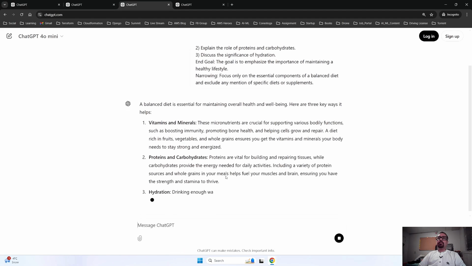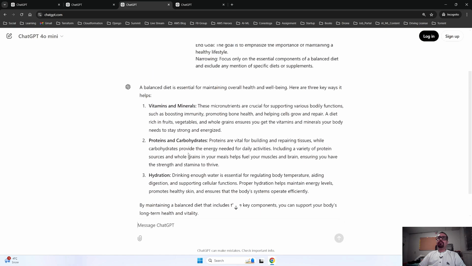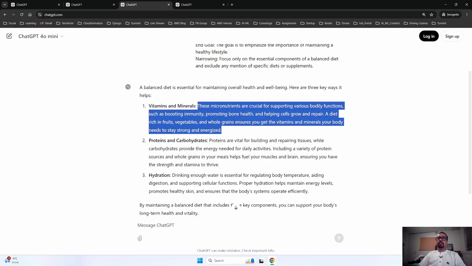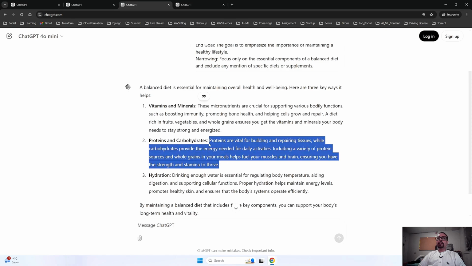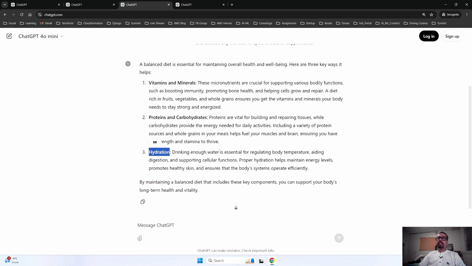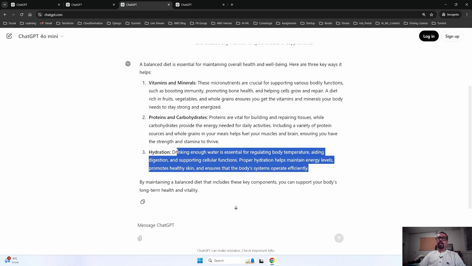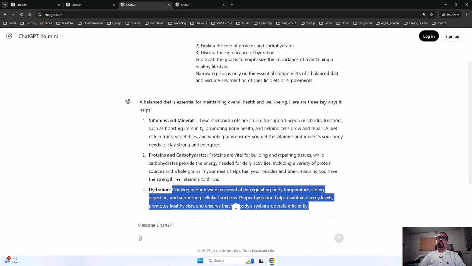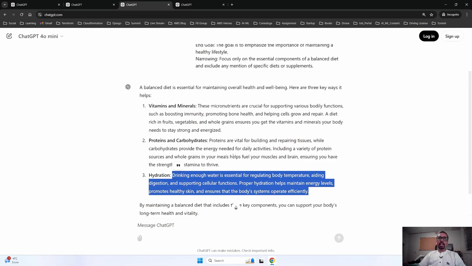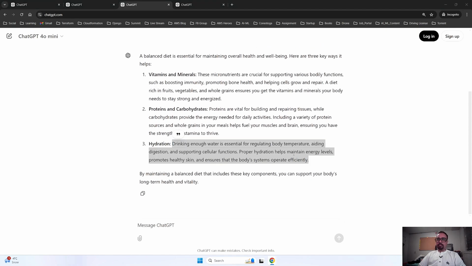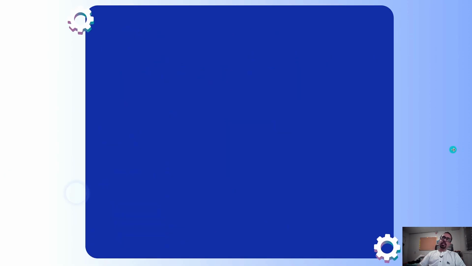So guys, over here you can see it's to the point. First it says vitamins and minerals. These micronutrients are crucial for supporting various bodily functions. Okay, this is there for a balanced diet. Then the second one, proteins and carbohydrates, as we mentioned, hydration, drinking enough water is essential. So these are all answers that it has generated based on a healthy lifestyle only. That's good. Let's see the last example.